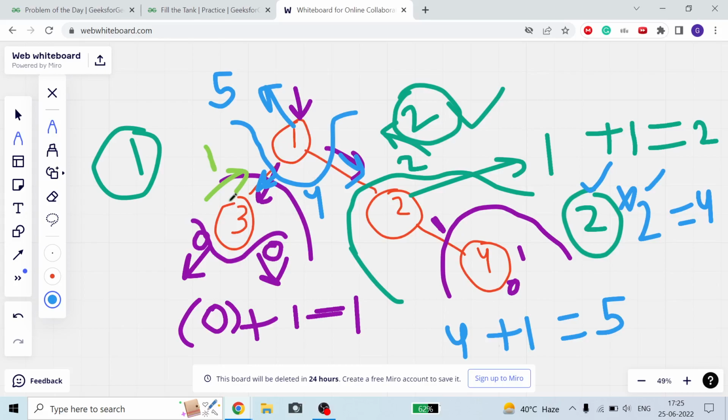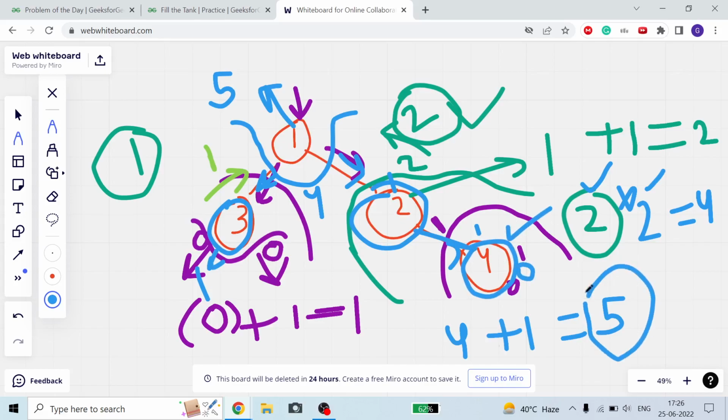Now three will say, okay, I will consume 1 unit and the other 1 unit will be wasted. Now two will say, 1 unit I will use, 1 unit I will send to four. Now I don't know what four does with this 1 unit. Will it be wasted or what? Okay, now four will say, I will use one, I am left with zero, so I am completed. So only 4 units of water I required.